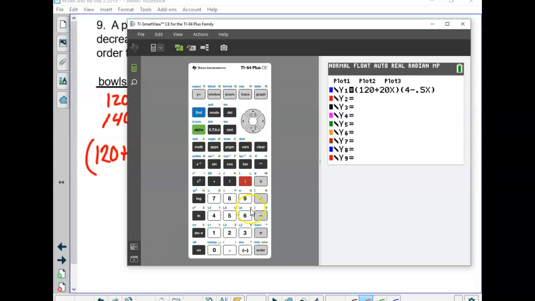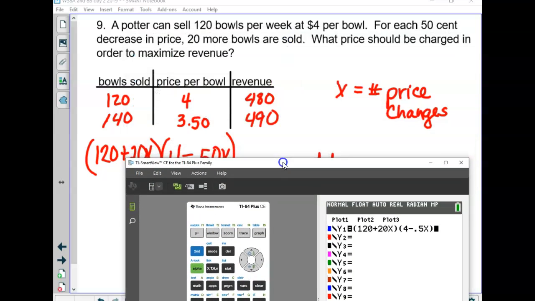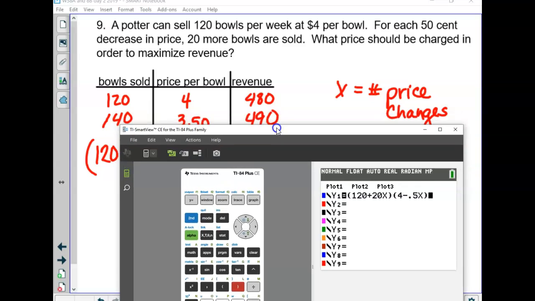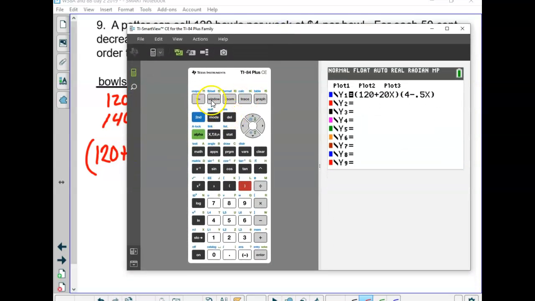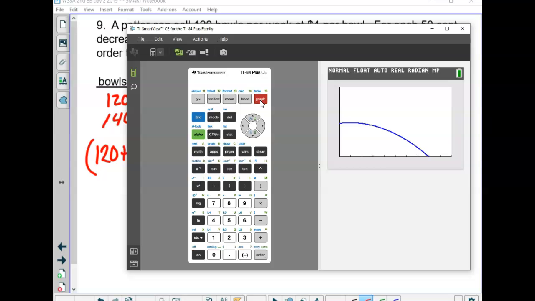I'm just going to pause. All right, so I typed 120 plus 20x and 4 minus 0.5x. And I know that x is the number of changes, so it doesn't seem like it'd be very much. And y is the revenue, which started around 480. You think 10 changes is enough? You're right. So even 8 would work. And the max was over 500, maybe. Yeah. It's in there somewhere.